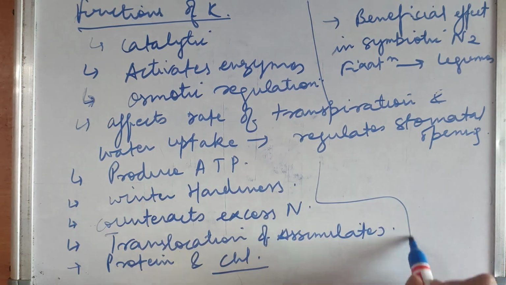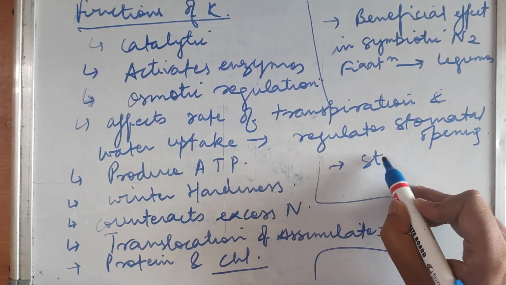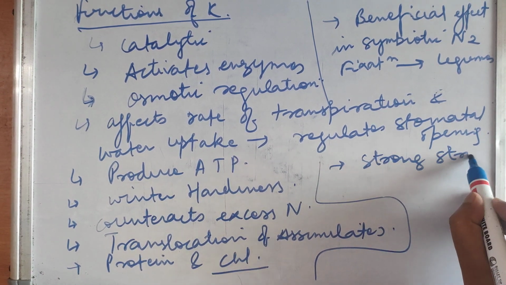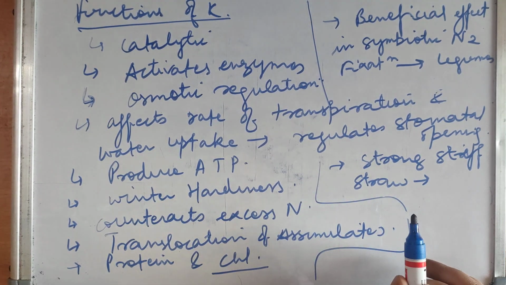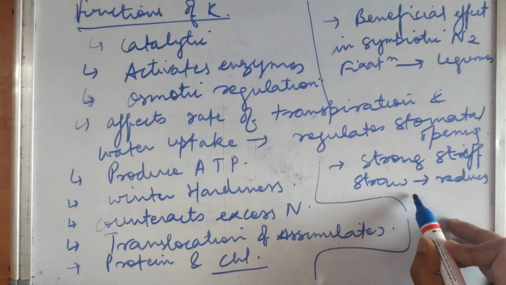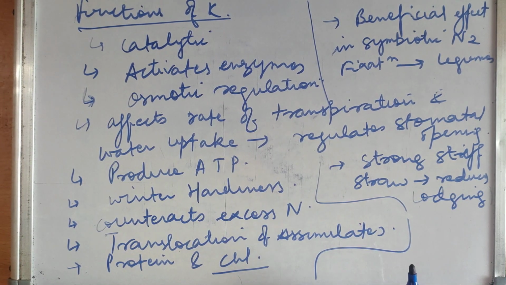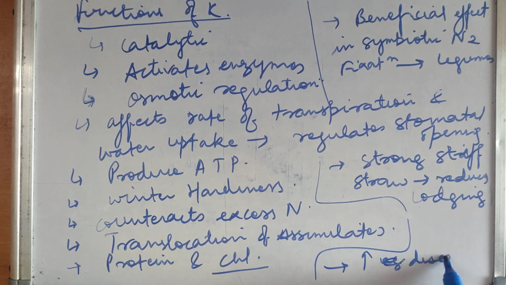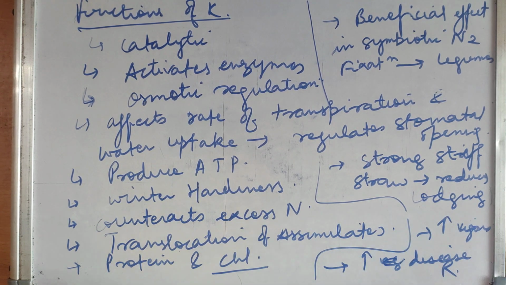It produces strong stiff straw in cereal crops such as rice and wheat, that reduces lodging. It imparts increased vigor and disease resistance in plants. So these are some of the functions of potassium.